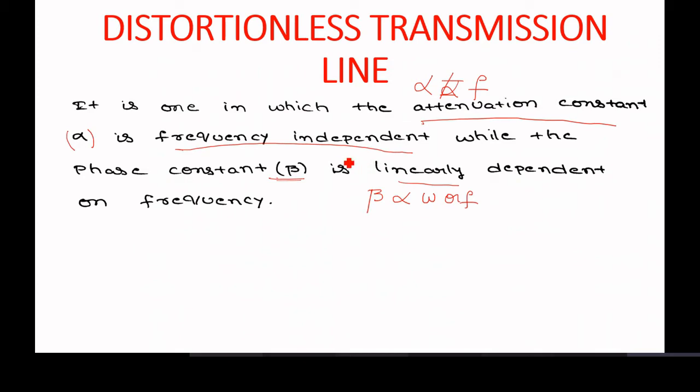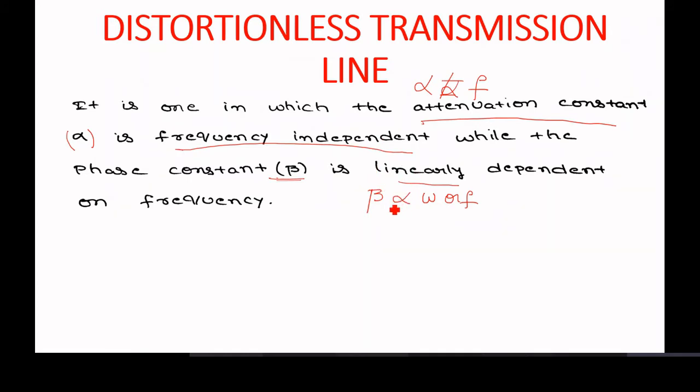So when will we say a line is distortionless? When alpha, the attenuation constant of the transmission line, is frequency independent, while the phase constant beta is a linear function of frequency, either omega or f. Then we will call it a distortionless transmission line. Only when these two conditions are satisfied will we say the line is distortionless. Otherwise, it is not the case.